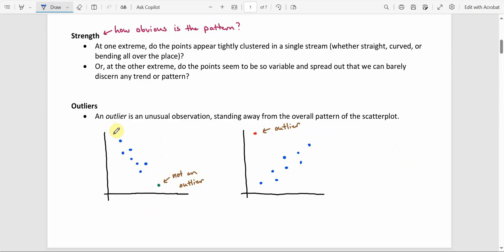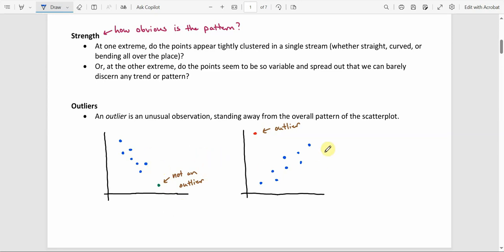It looks like if you made a best fit line, it just goes through all these blue points, and it ends up over here by the green one. And you go, okay, fine, that's not that weird. The X variable is a lot bigger, the Y variable is smaller, but it still fits the pattern. That's ultimately not an outlier, even though there's that gap.